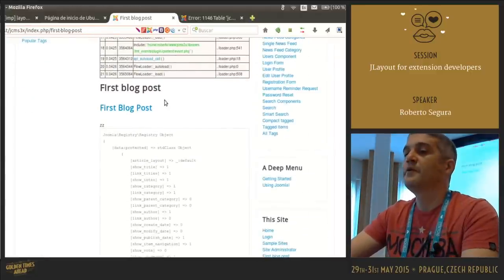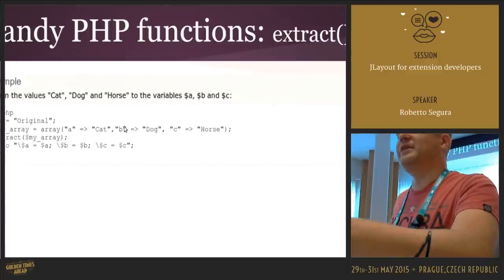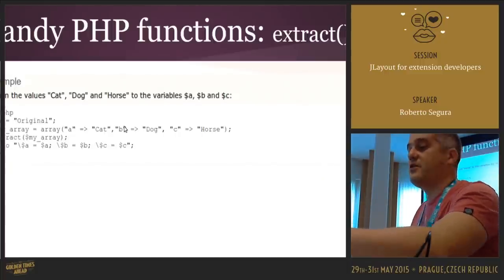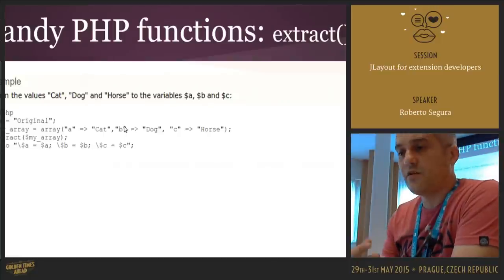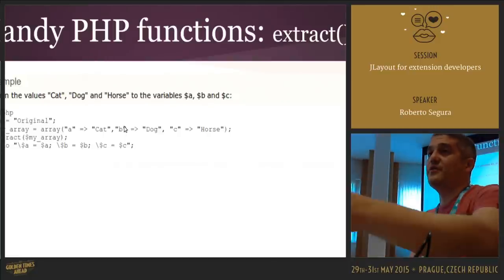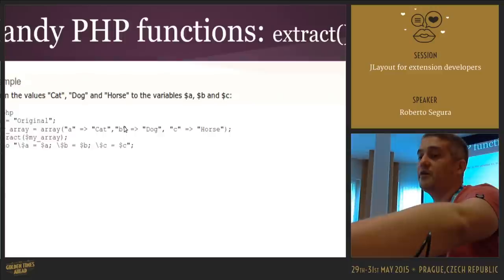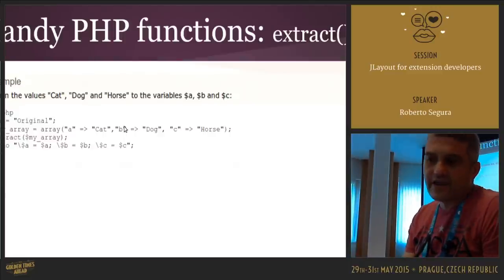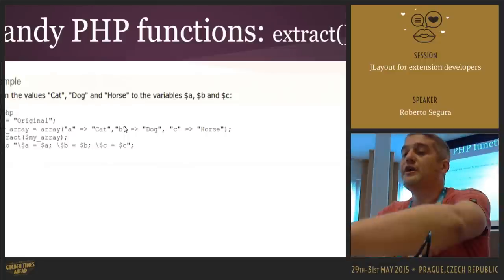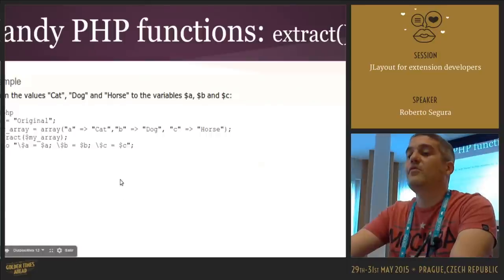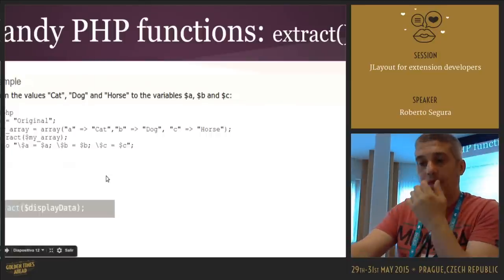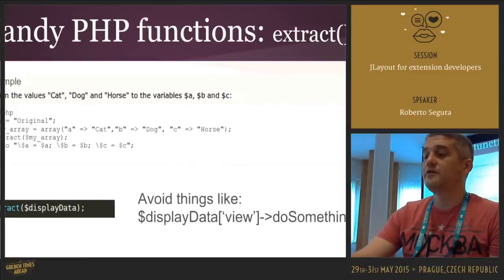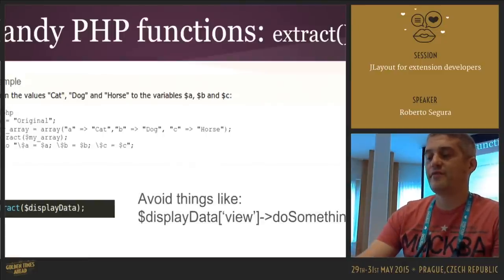Here you have it. What extract does is, if you have an associative array, like A is cat, B is dog, C is horse, after using extract, you have already that array key. The keys of the array will be converted to variables. So I can use directly the A variable, the B variable, and this is the example of how it's used inside core. This is what I have said before.